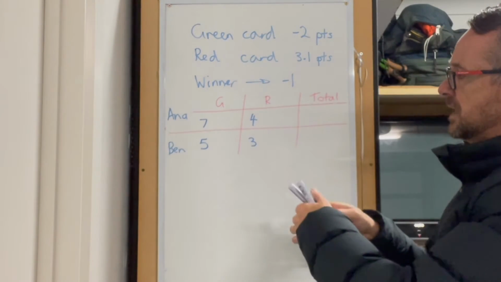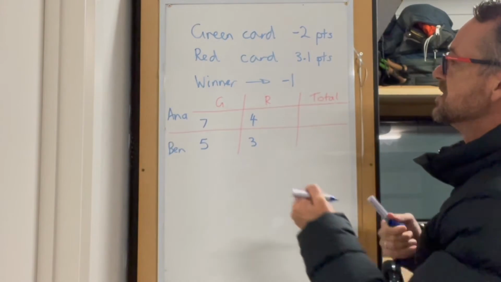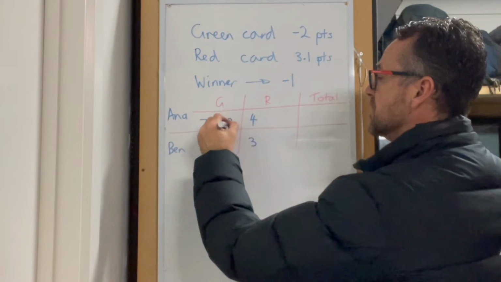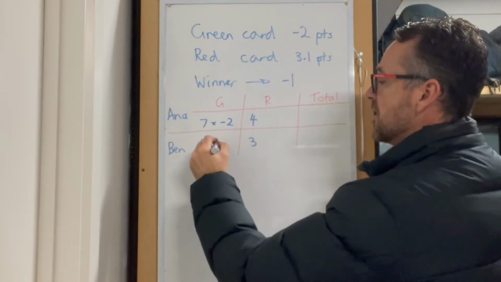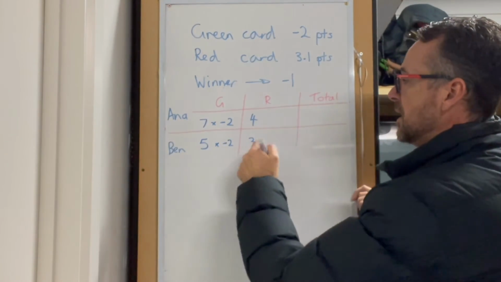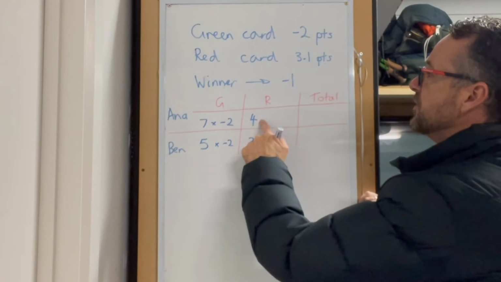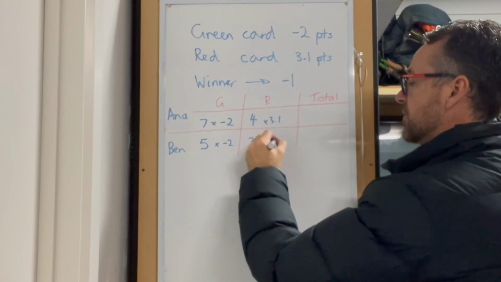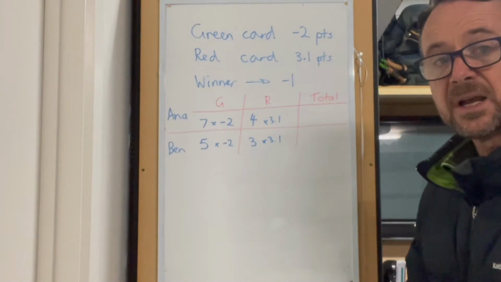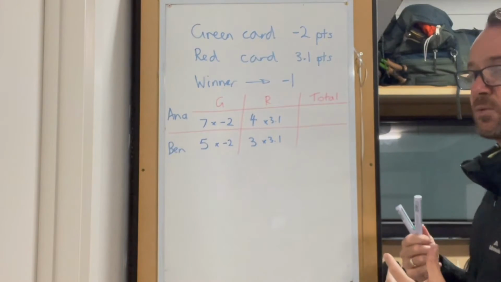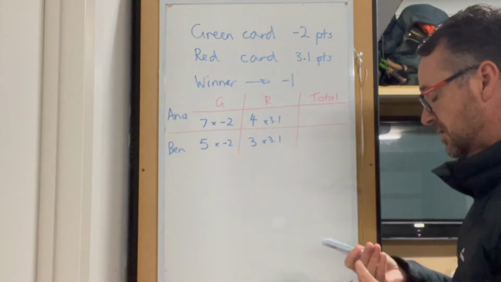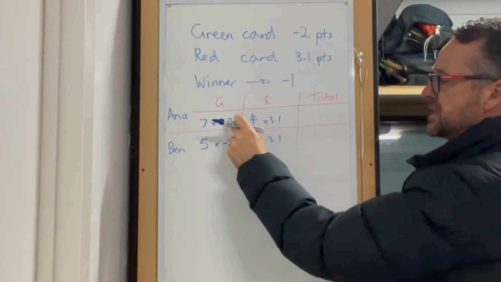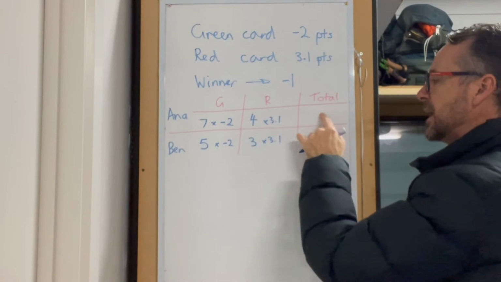So let's look here. It's 7 green cards, so it's 7 multiplied by -2, and then 5 multiplied by -2. And then for the red cards, it'll be 4 multiplied by 3.1, and then 3 multiplied by 3.1. Again, it's a calculator active task, so please make sure that if you want to do calculations, you're using your calculator to do that. And then in our total here, we want to represent what's happened. So we want to have an equation and an answer here.